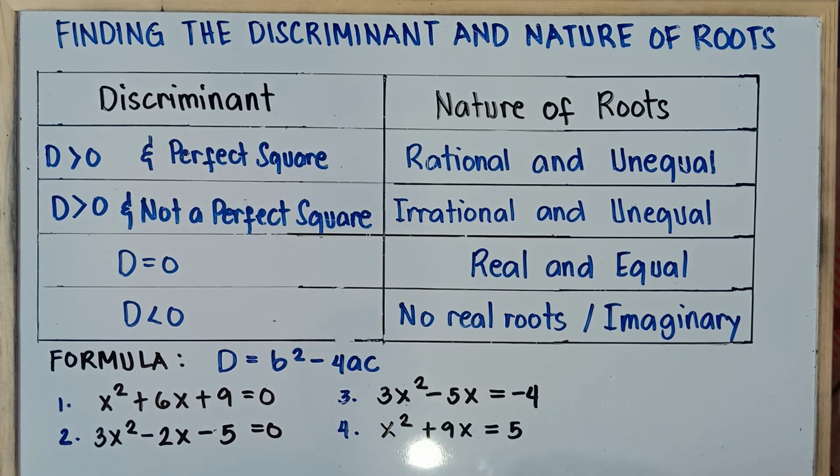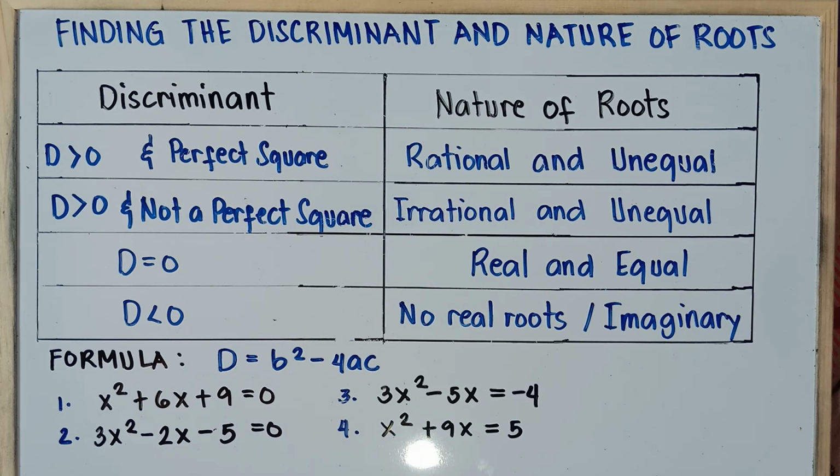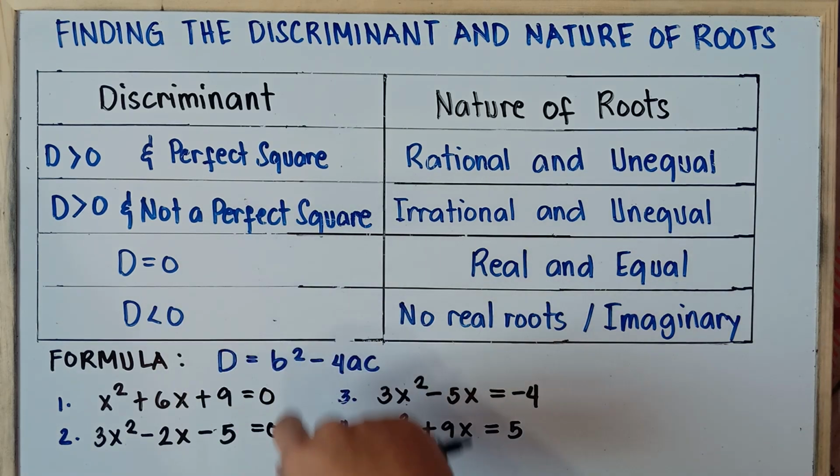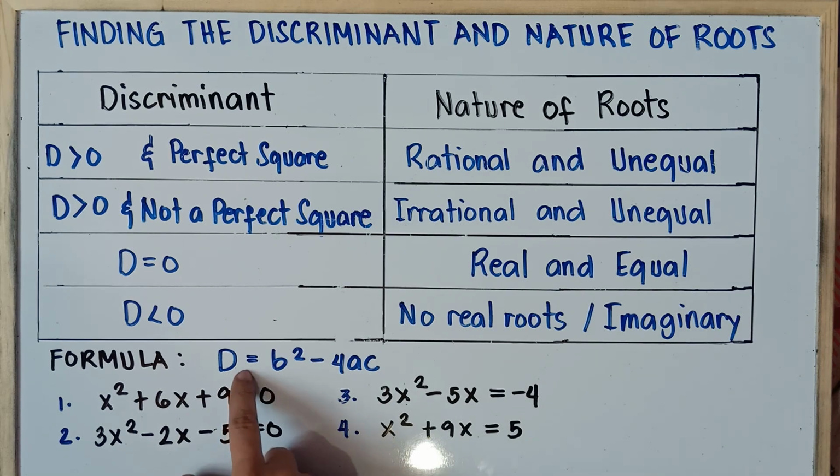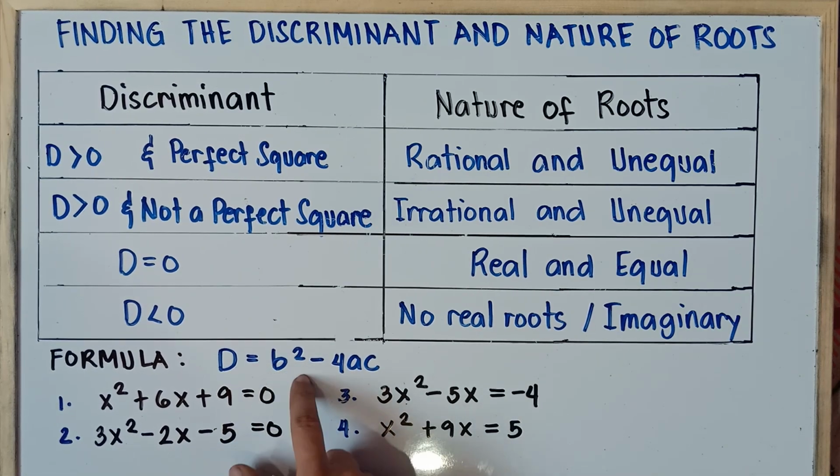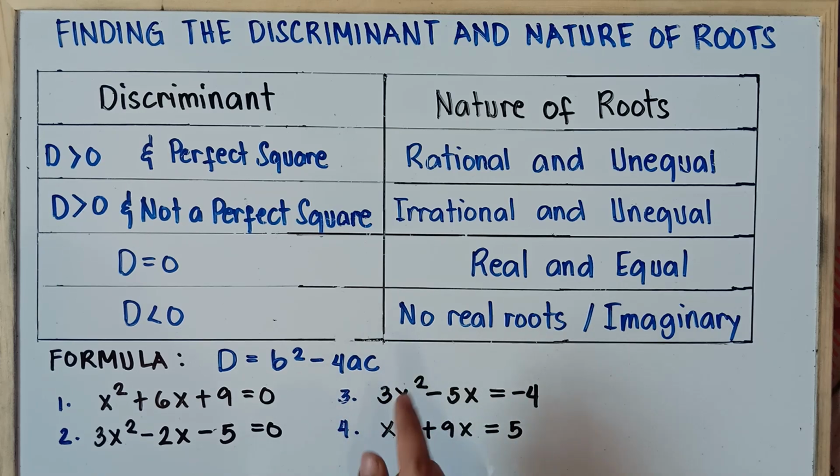Our topic for today's class is all about finding the discriminant and the nature of roots. So without further ado, let's do this topic. Now, to find the discriminant, class, simply use this formula. That would be discriminant is equal to b squared minus 4ac.